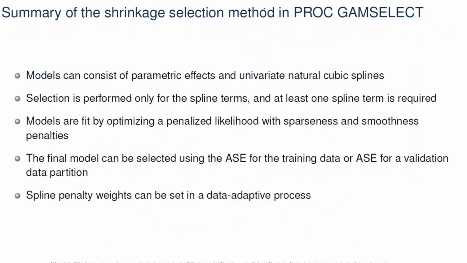So to summarize the shrinkage selection method, you can use this method in PROC GAMSELECT to fit models comprised of parametric effects and univariate spline terms by using a penalized likelihood approach. Unlike the boosting selection method, selection is performed only for the spline terms, and the spline terms are modeled by using natural cubic splines. Models can be fit based on the fit for the training data or by using a validation data partition. So no cross-validation is supported when using the shrinkage selection method. And you can use those spline penalty weights to fit a model in a data adaptive way.